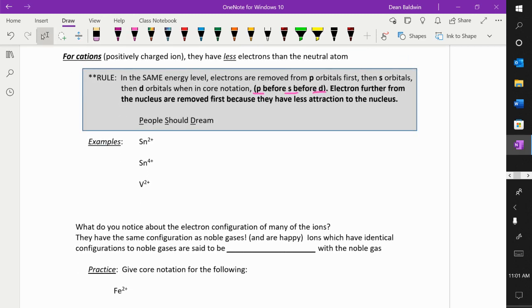All right, tin. What's the regular form of tin? It's going to be krypton 5s2, 4d10, 5p2. You can see it's the primary quantum number, so it's probably going to be last, right? The 5 in front is the primary quantum number. That's why it's PSD. Okay?